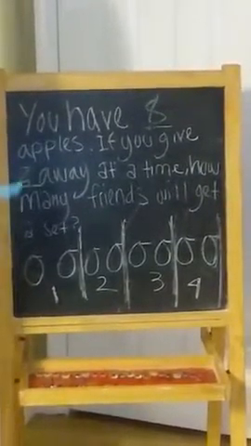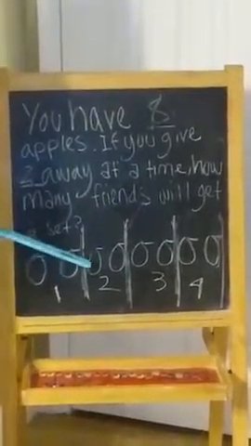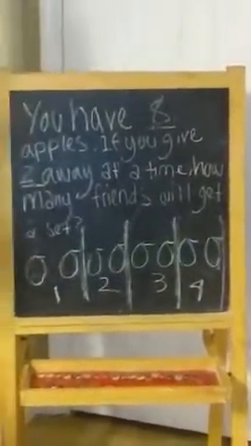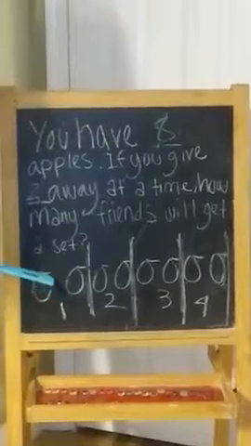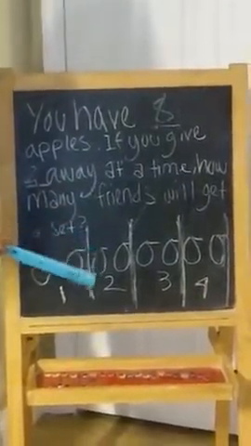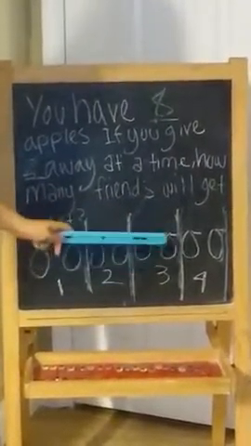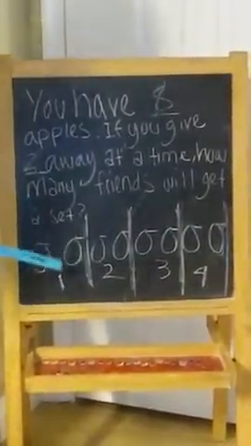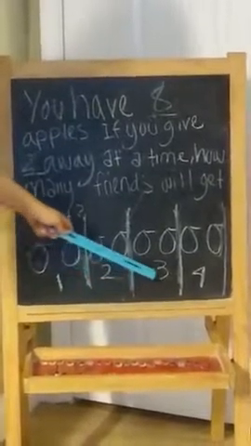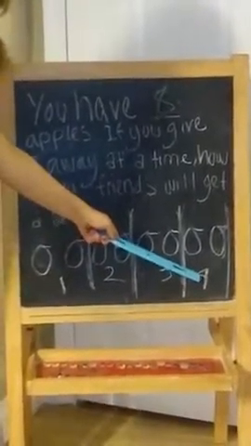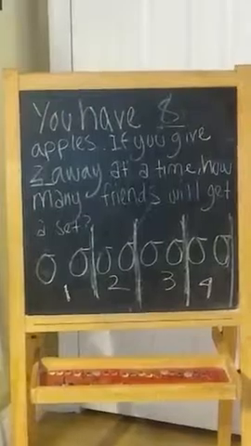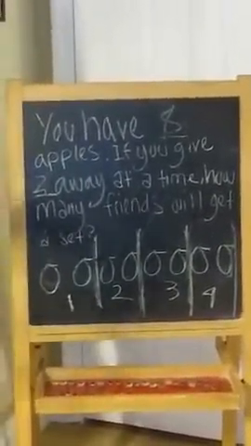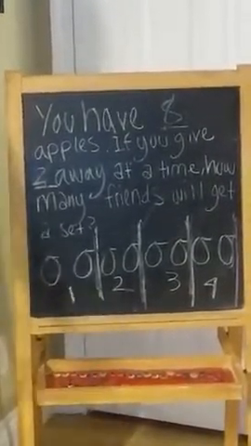So in order to do that, I drew out 8 apples. 1, 2, 3, 4, 5, 6, 7, 8. Now she wants to give 2 away at a time. So after every 2 apples, we draw a line. 1, 2, 1, 2, 1, 2. Now let's count the number of groups. 1, 2, 3, 4. So knowing that, 4 friends will get 2 apples each. And that's how we do measurement division. So let's look at some examples.